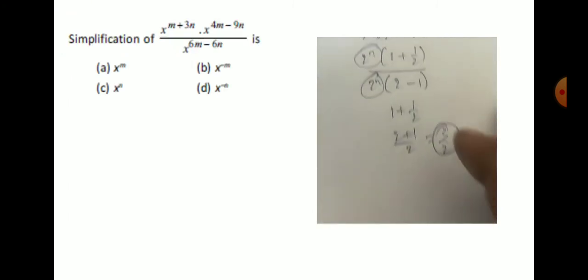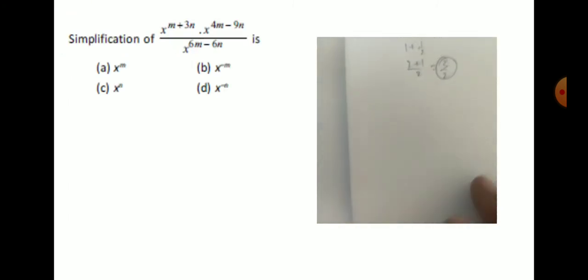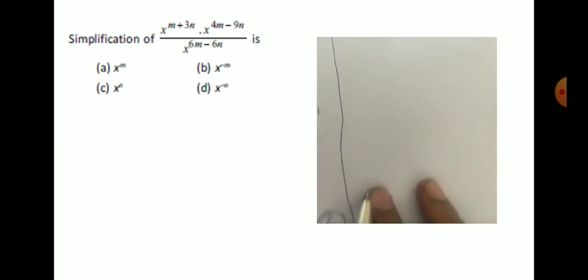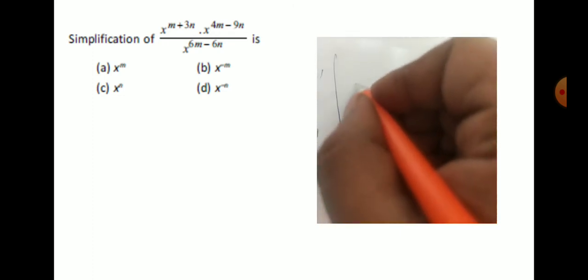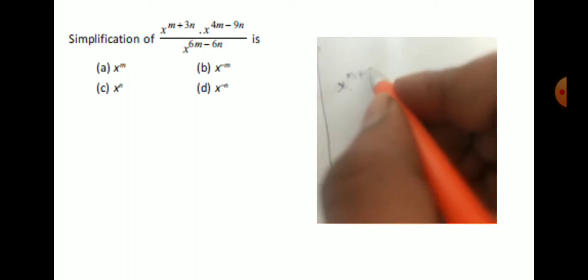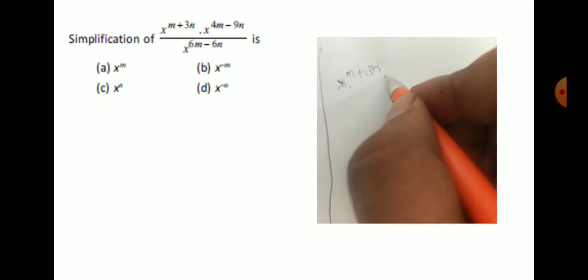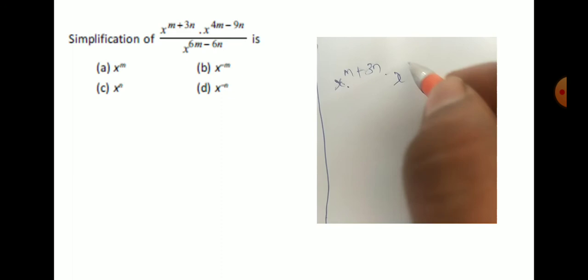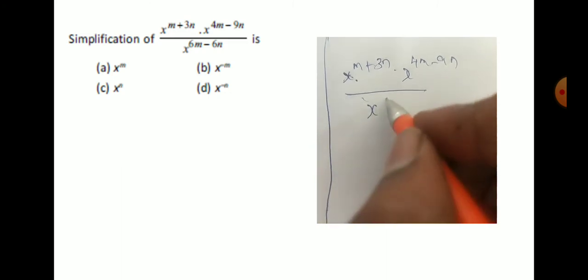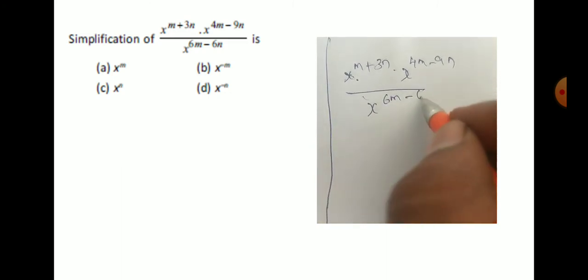Okay, we have one more question. We'll take up that. Okay, we'll take it here. x power m plus 3n into x power 4m minus 9n divided by x power 6m minus 6n is.